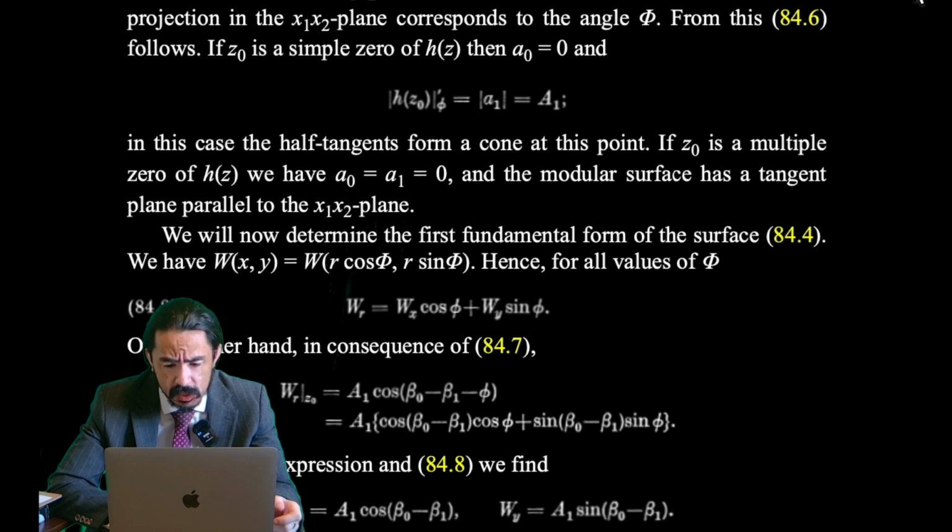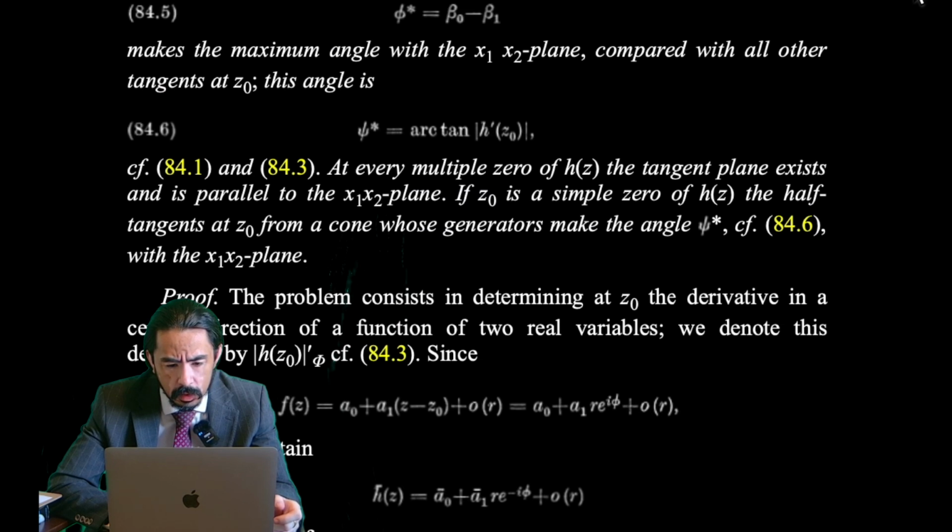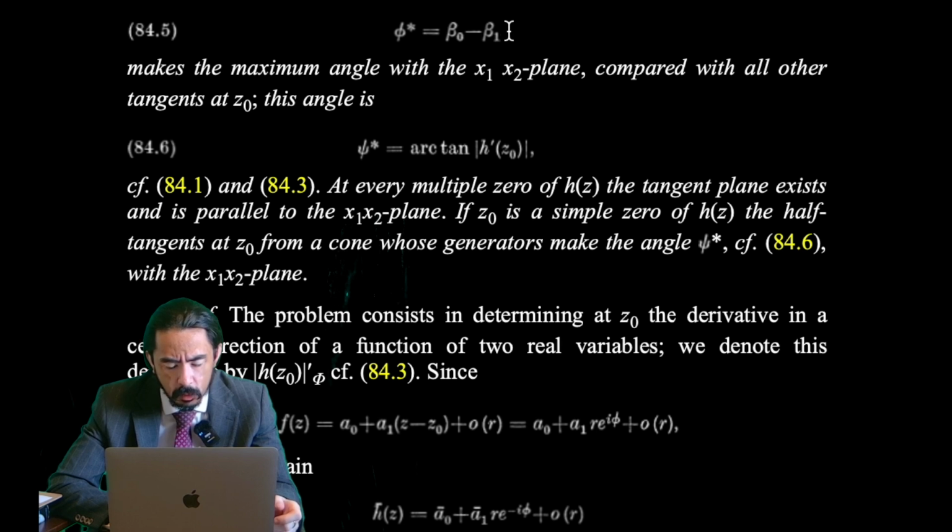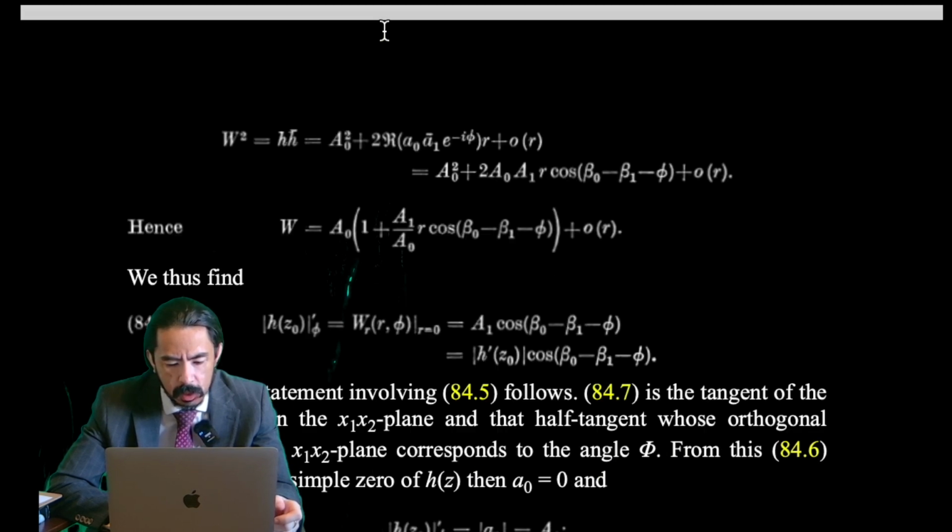From this, the statement from Theorem 84.1 follows: we have phi star equals beta naught minus beta 1.